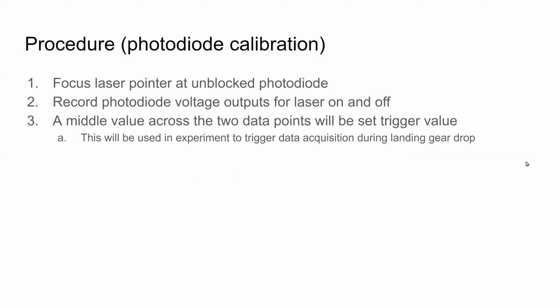The first part of the procedure, photodiode calibration. Again, we focused the laser pointer at the unblocked photodiode and then recorded the voltage output with both the laser on and off. And then just finding a middle value between there allowed us to have a trigger value for when we set up the automated drop. So we could just plug that into the trigger function for that part.